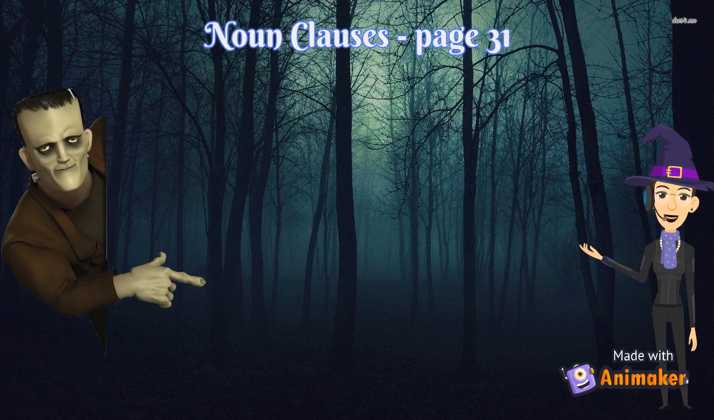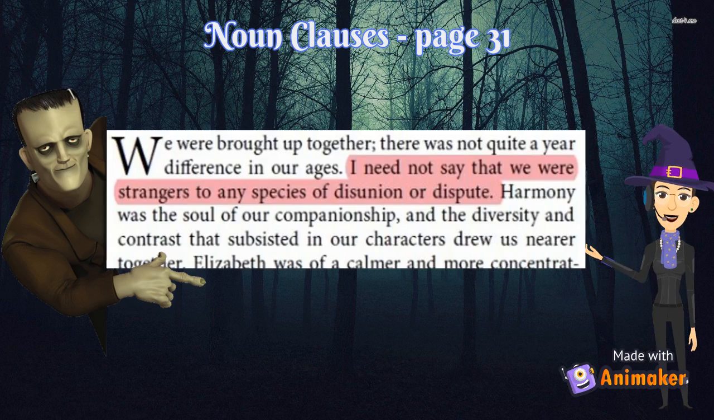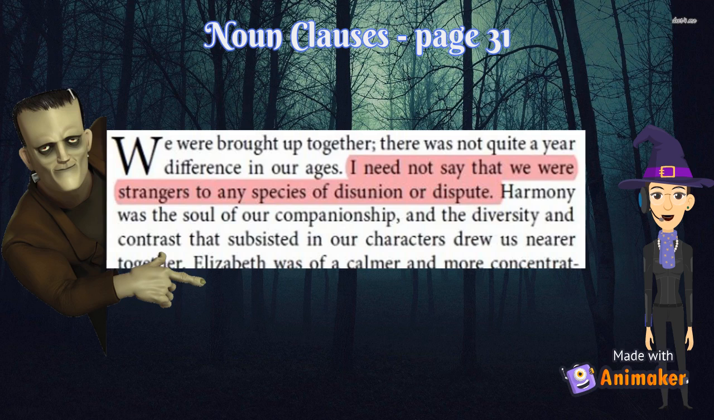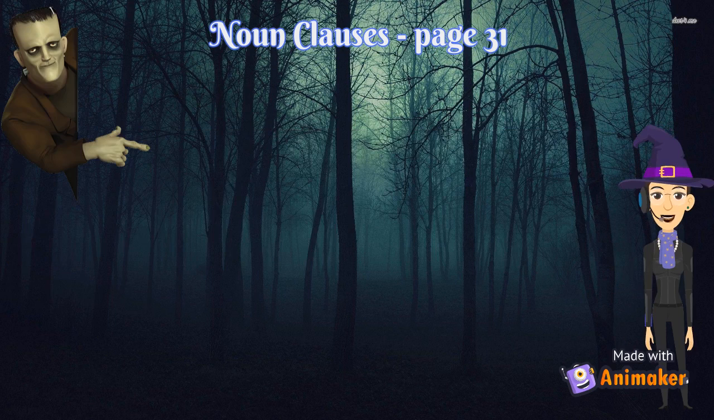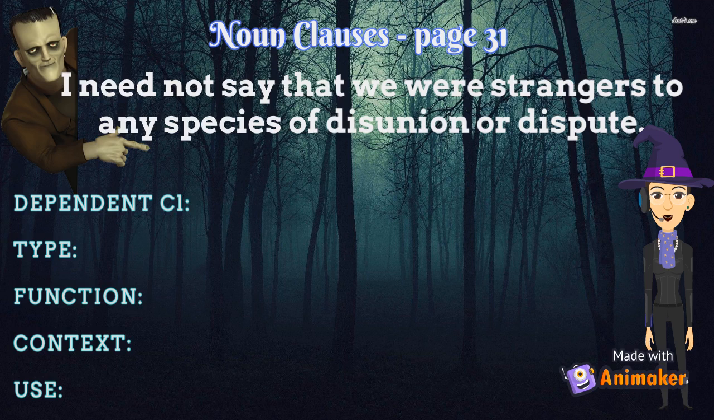Now let's check this last example about noun clauses. Just like the other ones, we follow the same steps. The sentence says, "I need not say that we were strangers to any species of disunion or dispute." First, what is the subject in the sentence? The subject is I. And what is the main verb in the sentence? The main verb is say.